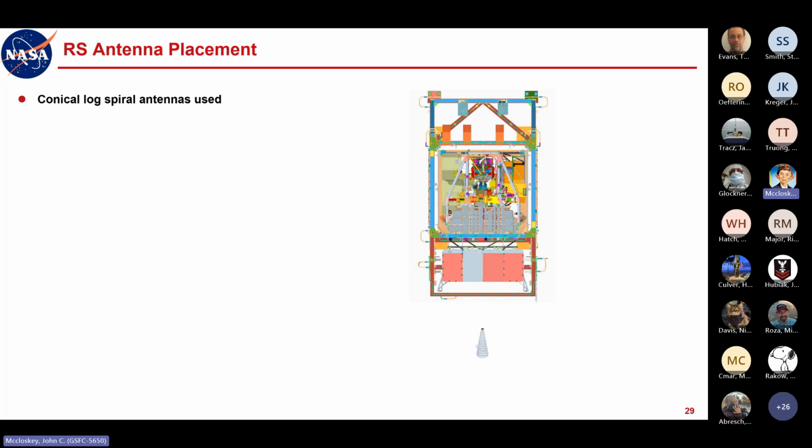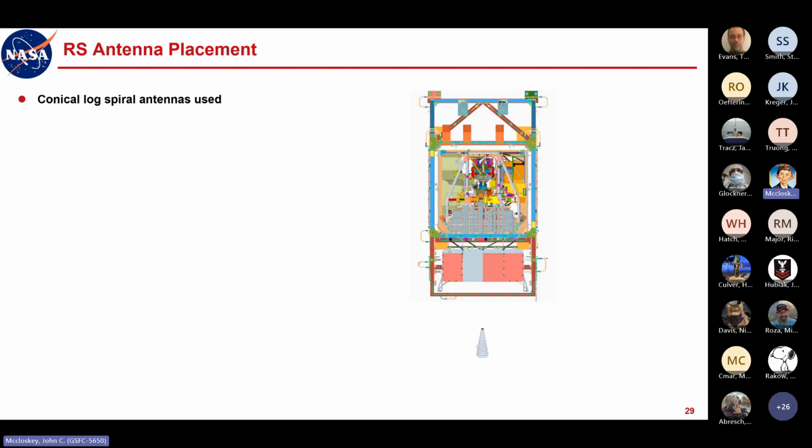So for radiated susceptibility, we used conical log spiral antennas. John Lishtig, are you on? Yeah, John's out of the test site. Okay. It's always fun when I mention conical log spirals when John's on the line, but John really does not like these things.